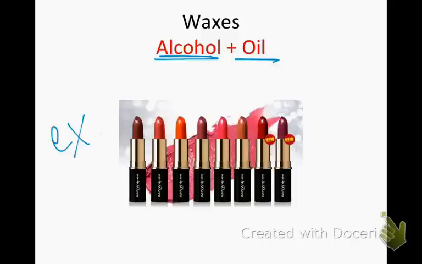And then know that this is lipstick. Look at those cute little shades. I think I like that one the best. I don't know. I kind of like that one. I'm between those two. You can choose which one you like.